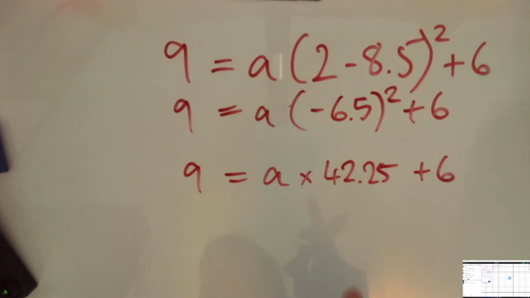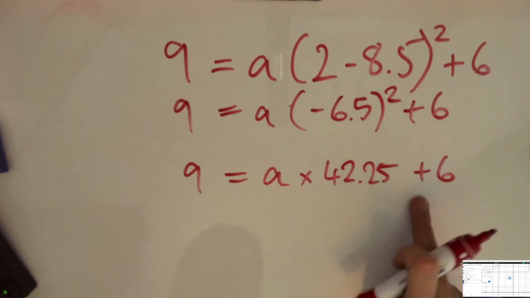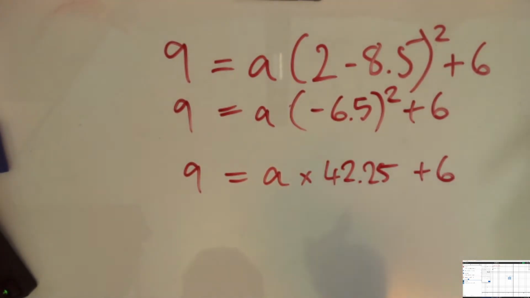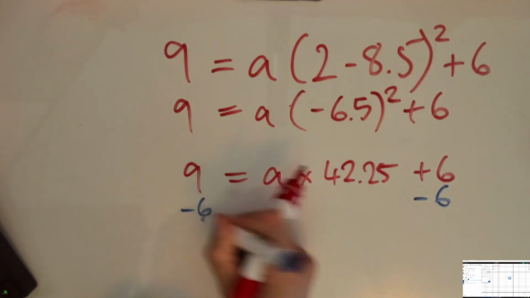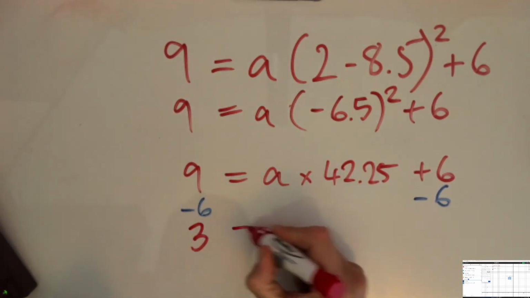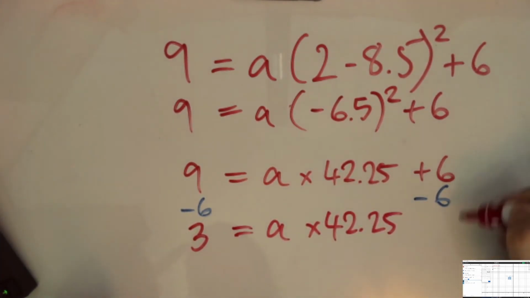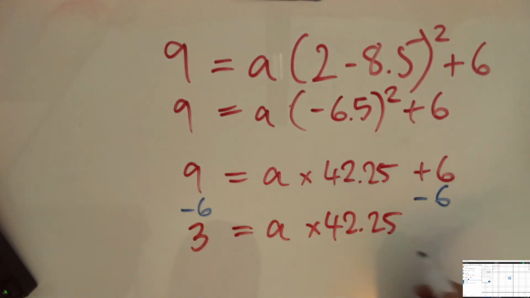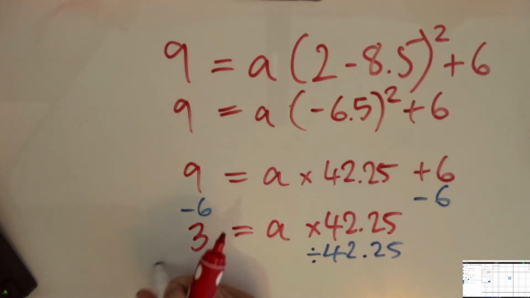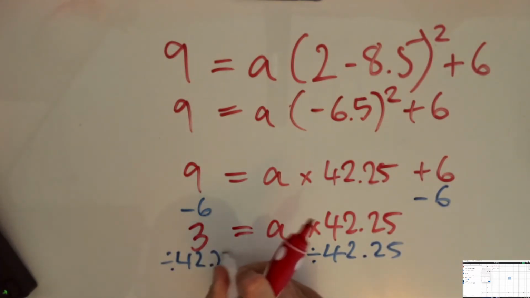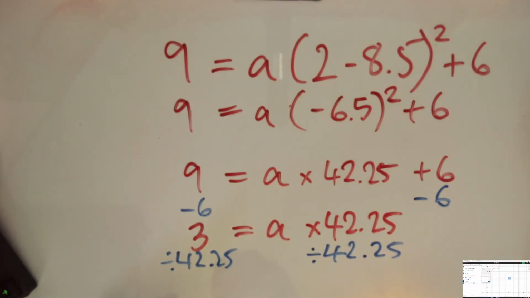Now, using SAMDEB, which is BEDMAS backwards, we can't move the multiplication over. We have to do this first because this is addition. So let's do the opposite of addition. I'm going to minus 6 on this side, so I have to minus 6 on this side. So it's going to be 3 equals a times 42.25, and they cancel each other. Now what's the opposite of times 42.25? Just divide by 42.25. And if I'm doing that on that side, I do it on this side. So 3 divided by 42.25, it's a bit ugly.